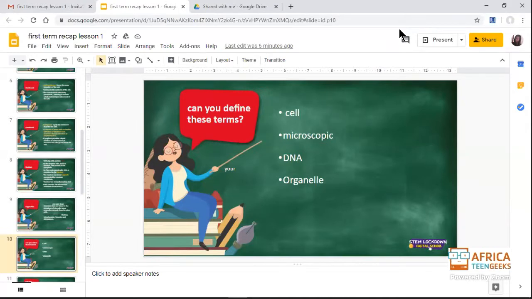Noku is giving us the answer for a cell. The cell is the smallest unit of all living organisms. Nosipo and Amaha got that correct. The smallest structural and functional unit of an organism, which is typically microscopic. Now define microscopic, because you guys are correct. That is the definition for a cell. Or you may say a tiny building block that makes up all living things. That is correct, Onkabeti. Now what do we mean by microscopic?